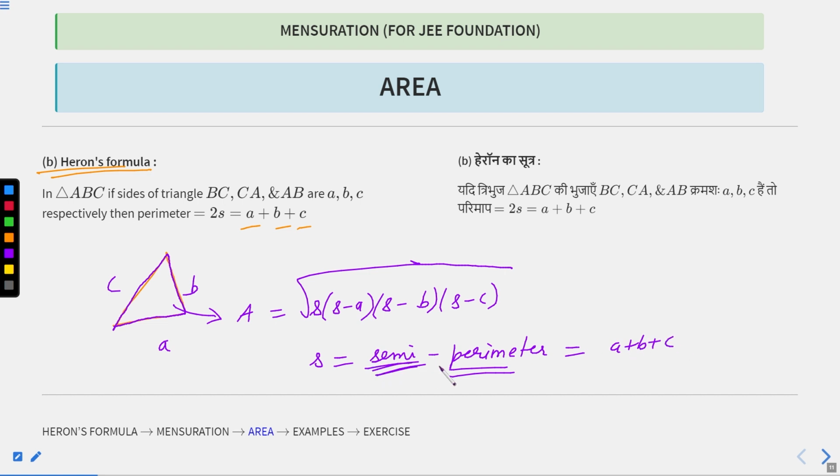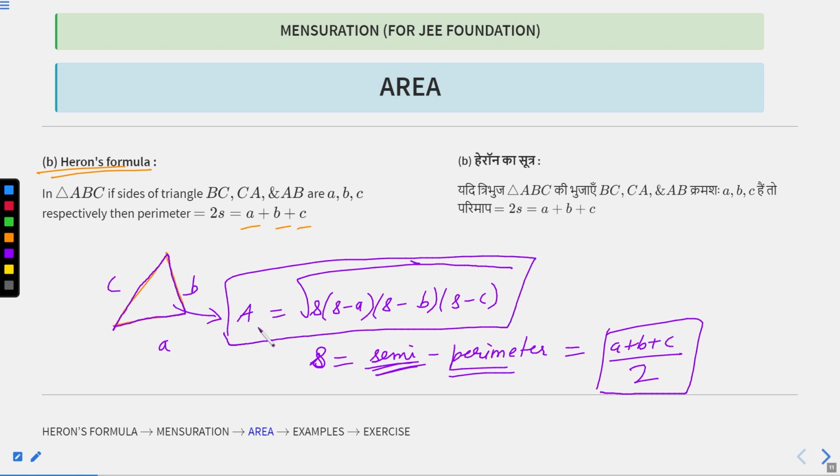Now semi means dividing it into two equal parts. So we divide it by 2. So this is our S. This means A plus B plus C by 2. I hope things are clear. So this is our formula for the area of any triangle.